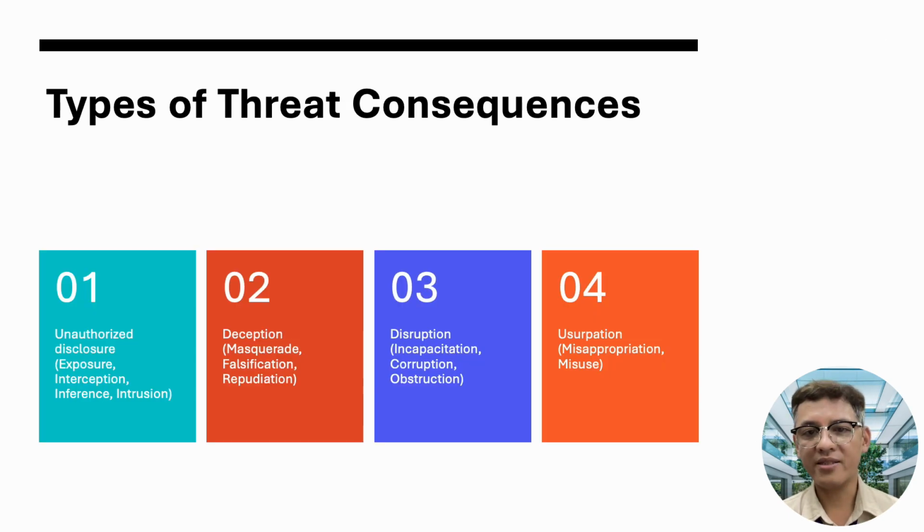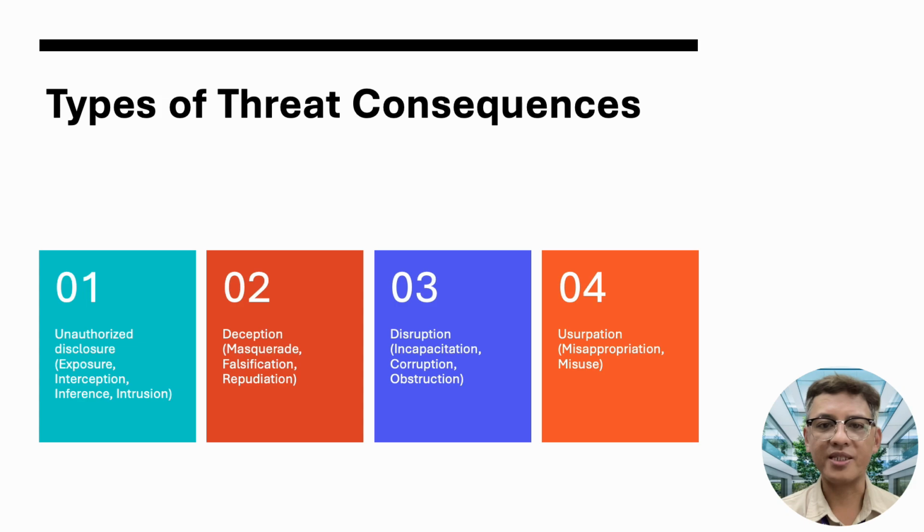Now that we've explored threats, vulnerabilities, and countermeasures, let's discuss the specific consequences threats can have on our systems. Generally, threat consequences can be grouped into four primary categories. Unauthorized disclosure occurs when sensitive or confidential information is exposed to unauthorized individuals. This can happen through exposure, either accidental or deliberate, interception of communication, inference from indirect sources, or direct intrusion into systems.